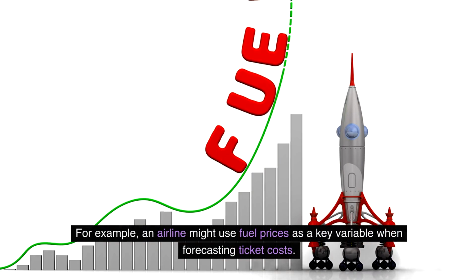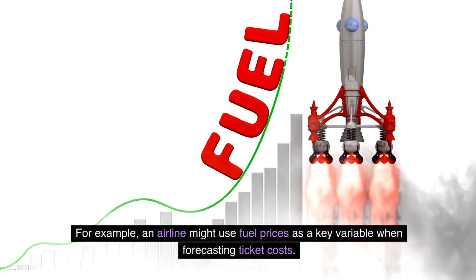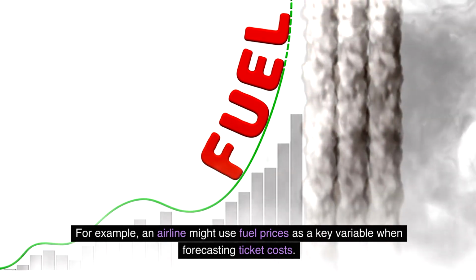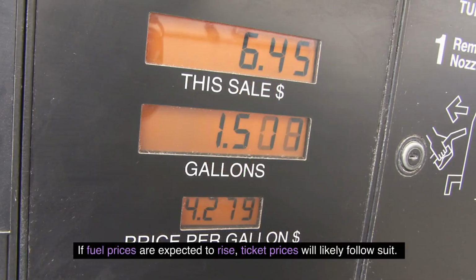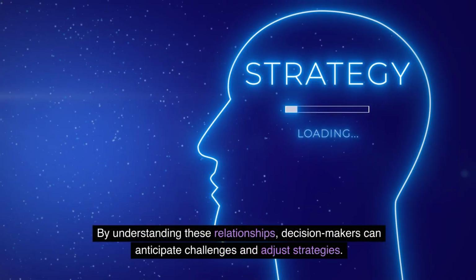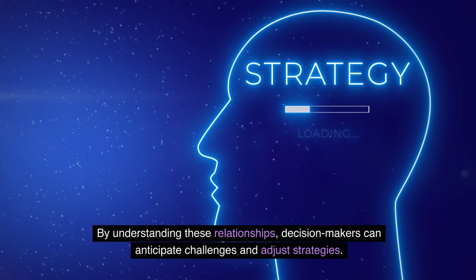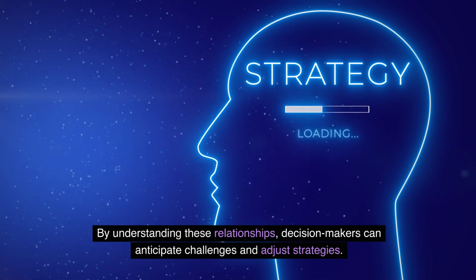For example, an airline might use fuel prices as a key variable when forecasting ticket costs. If fuel prices are expected to rise, ticket prices will likely follow suit. By understanding these relationships, decision-makers can anticipate challenges and adjust strategies.